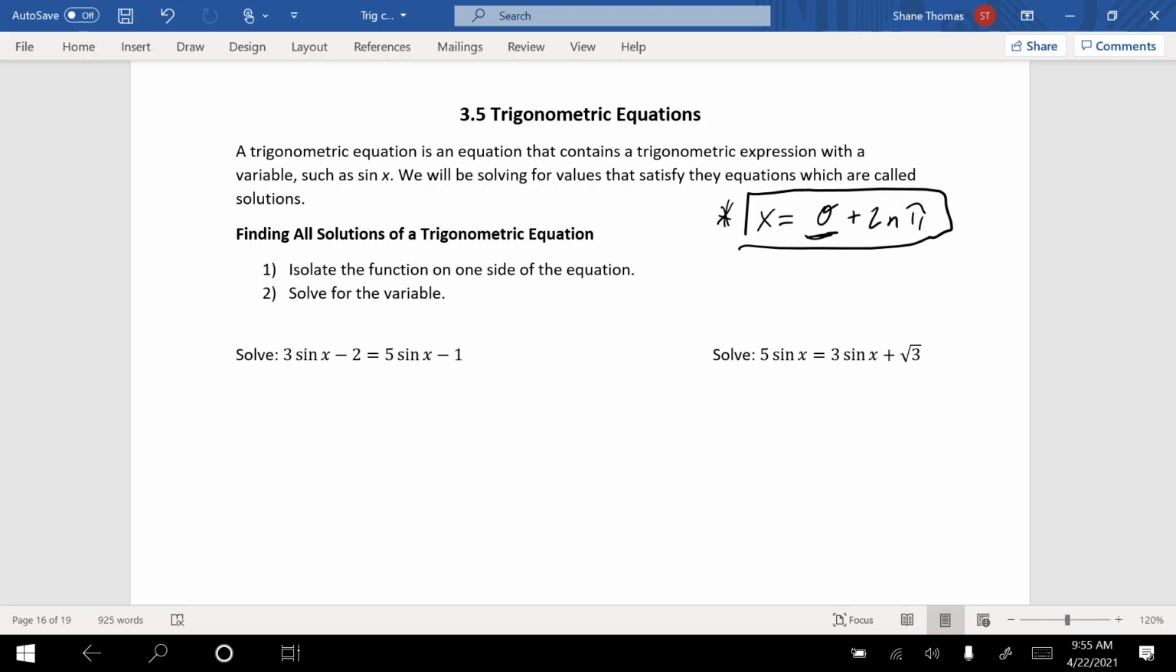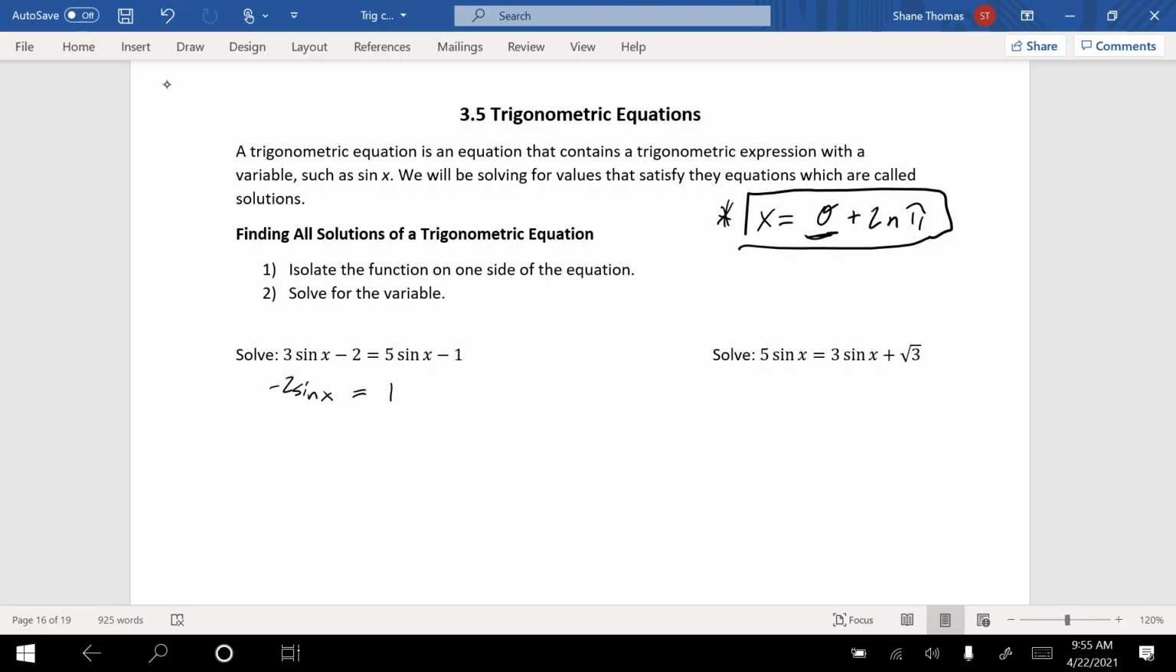All right, so when we're finding a solution to trig equations, first thing you want to do is isolate the function on one side of the equation, then solve for the variable. It sounds just like solving for x back in algebra days, right? First one, we have 3 sine of x minus 2 equals 5 sine of x minus 1. So let's get whole numbers on the right, trig functions on the left. We good with that? If I subtract 5 sine of x over, what's 3 sine of x minus 5 sine of x? Negative 2 sine of x, correct. If I add that 2 across, what do I have?